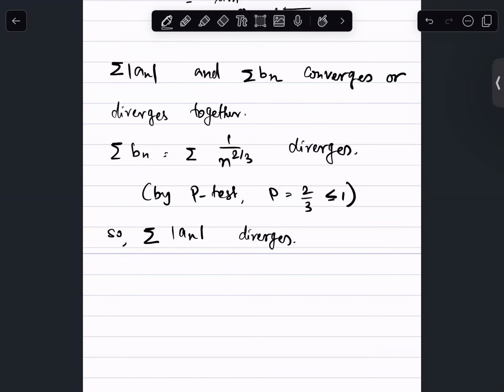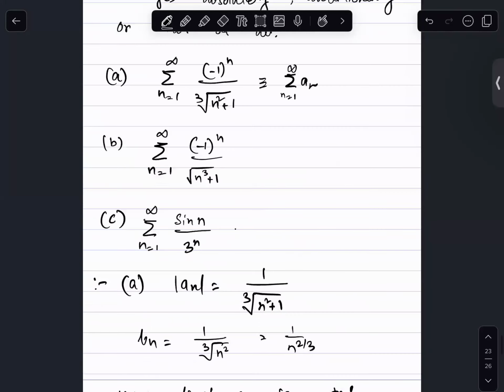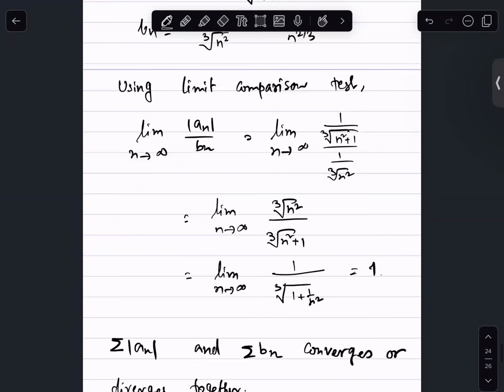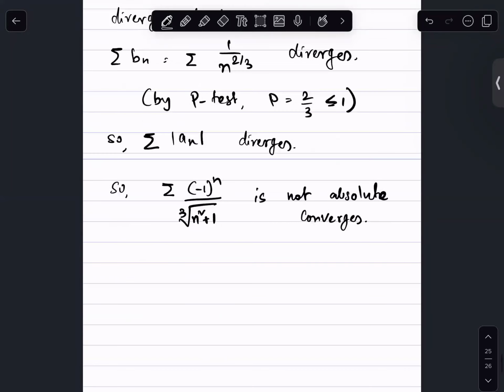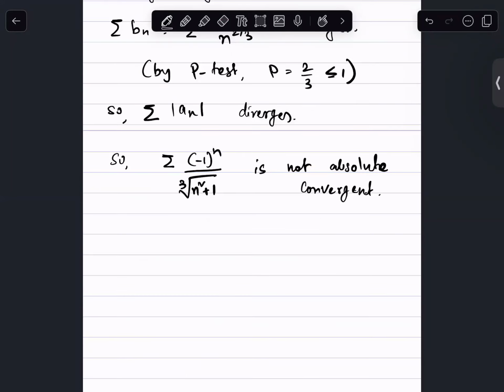As the modulus series is diverging, what I can say immediately is that the series (-1)^n over cube root of n squared plus 1 is not absolutely converging. Okay, but it might be conditionally convergent, right?